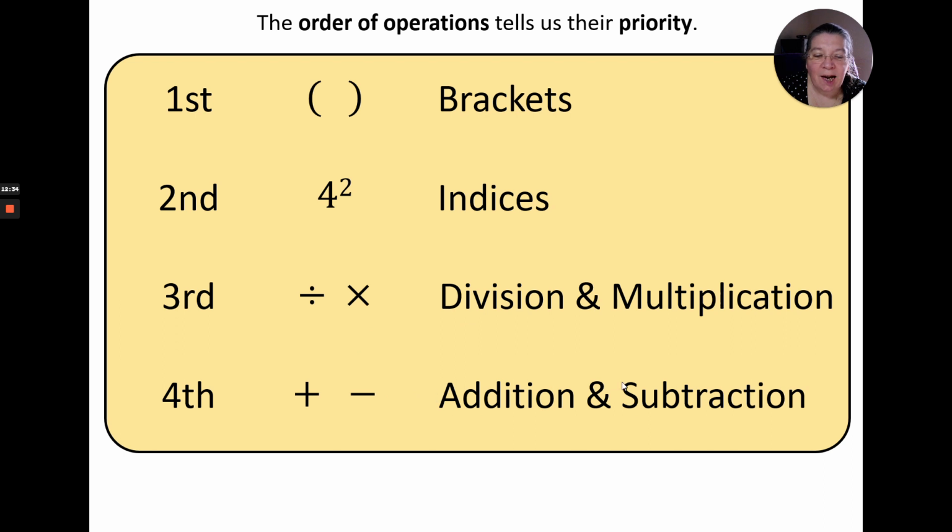And finally, the AS part, addition and subtraction. Again, it doesn't matter. We saw that from some questions before, which order we do these, but generally we would work from left to right. So if you look at those initial letters, BIDMAS, BIDMAS. So that is a little acronym to remember to help you work out the order of operations. Brackets, indices, division and multiplication, addition and subtraction.